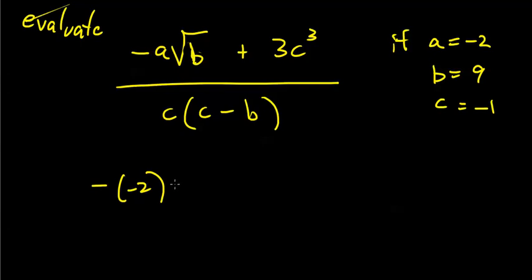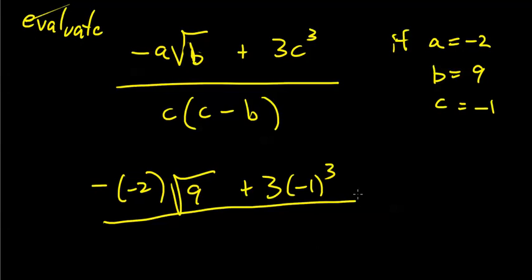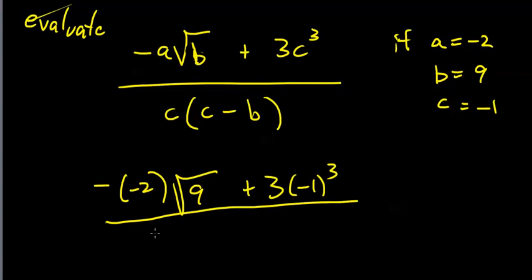So wherever I see an a, I'm going to plug in a minus 2. Wherever I see a b, I'm going to plug in a 9. And wherever I see a c, I'm going to plug in a minus 1. And then reduce the expression according to my order of operations. So c is minus 1, and minus b is minus 9. Minus 2 times the square root of 9 plus 3 times minus 1 cubed, that looks good, divided by minus 1 times minus 1 minus 9. Alright, looks good to me.